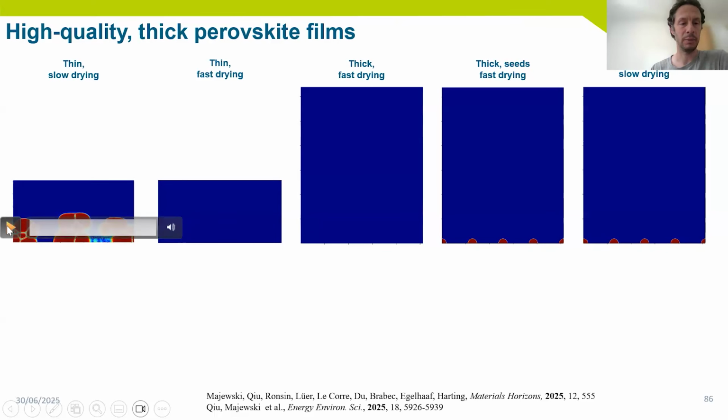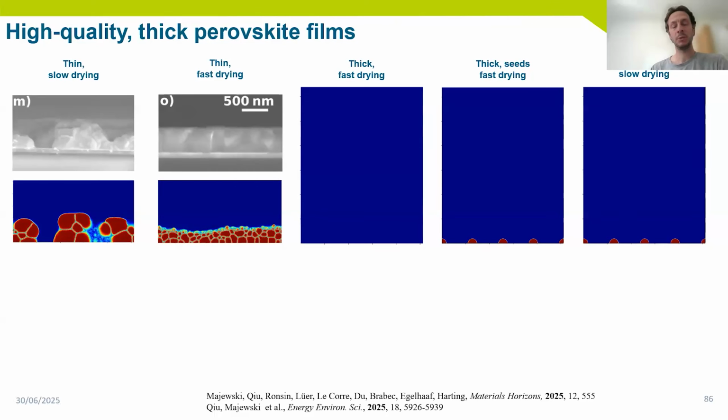In this first condition, we investigate a thin film and we dry quite slowly. You see that the perovskite film at the end is ugly. It's rough, you have pinholes. This is what you want to avoid. People working on perovskite know that if you dry faster, this generally improves things, and we can nicely reproduce this with the simulation. Actually, we have a smoother film, no pinholes, and so on. The experimental reproduction looks exactly the same, basically.